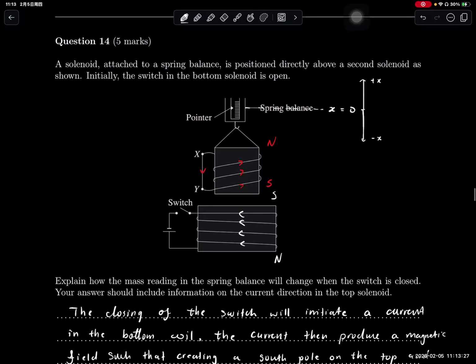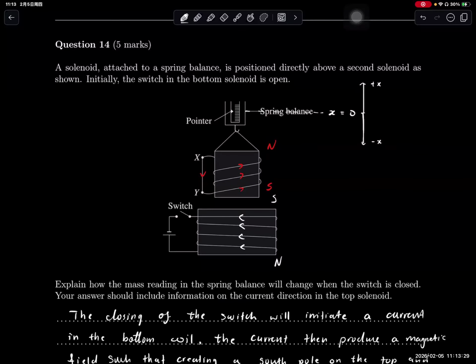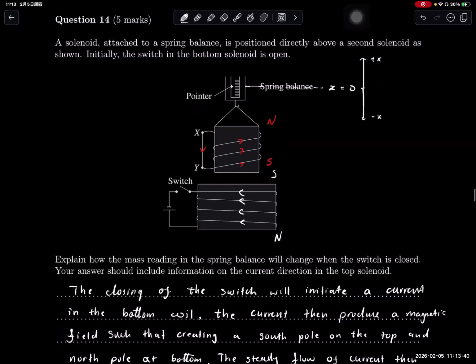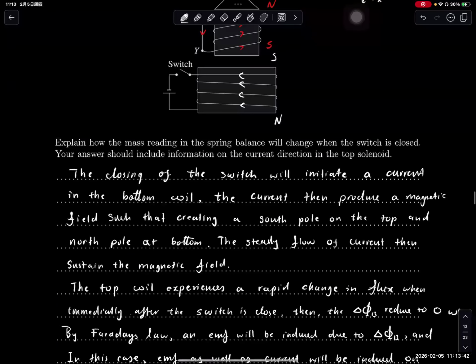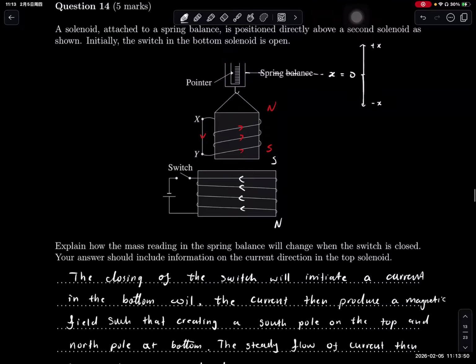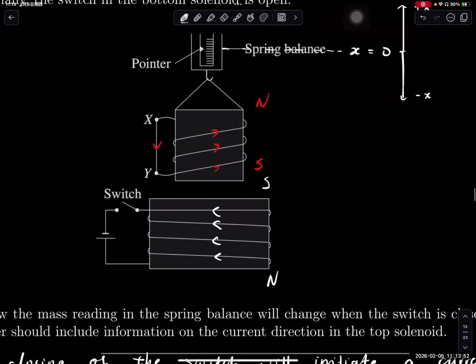Question 14 says that a solenoid is attached to a spring balance, so you can measure the amount of force from it. It is positioned directly above the solenoid, and initially the switch at the bottom is open. Explain how the mass reading in the spring balance will change when the switch is closed. Your answer should include information about the current direction of the top solenoid. You can annotate on the graphs to indicate the current direction.